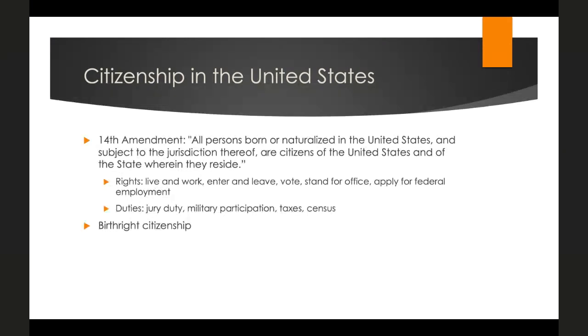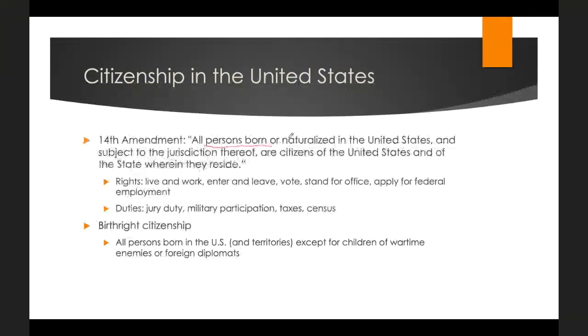Now, one avenue of citizenship is birthright citizenship. This is the all persons born in the United States, and this works two ways. First of all, anyone who is born in the United States, and Congress made this explicit to extend to the territories, even though they are not states, with the exception of children of wartime enemies and foreign diplomats, is automatically guaranteed citizenship. If you are born on U.S. territory, you are guaranteed citizenship, regardless of the citizenship of your family.